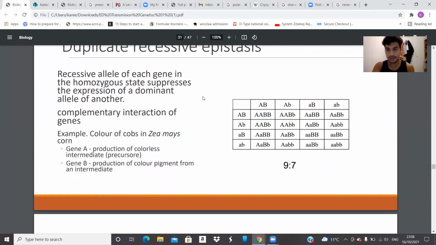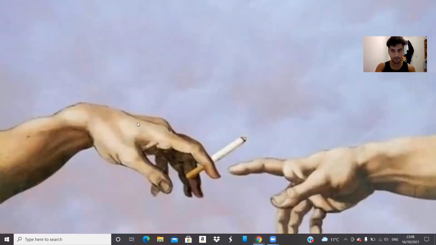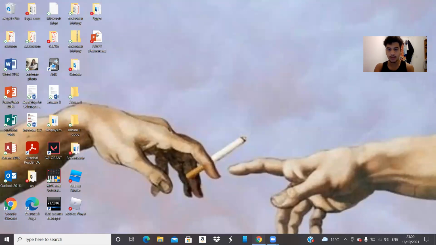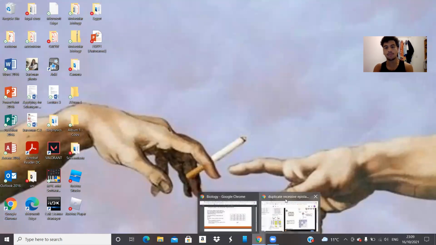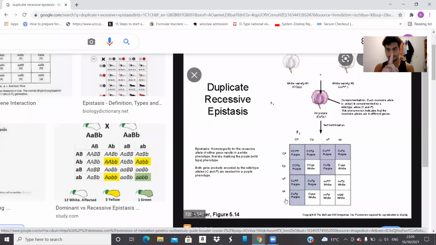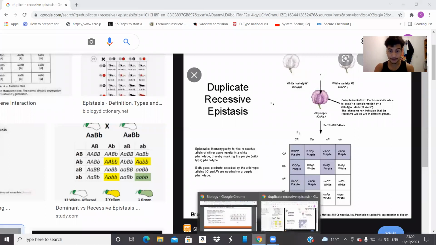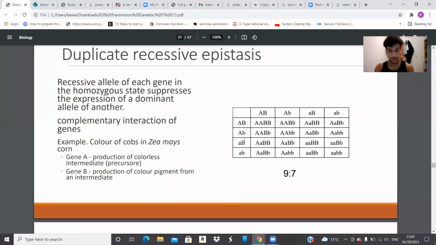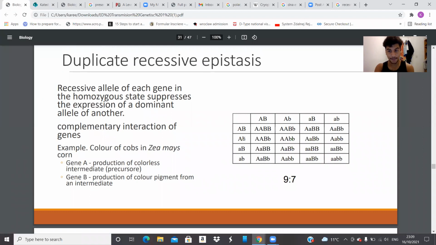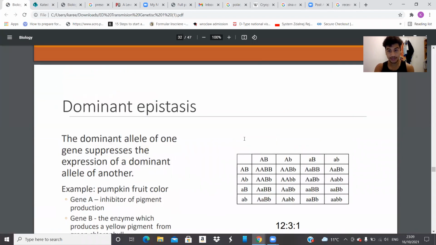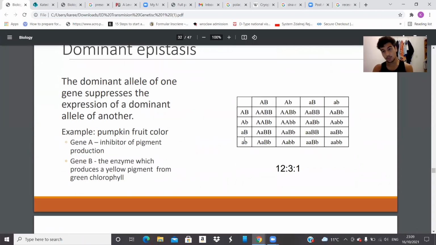Notice that here there's only two phenotypes, whereas before there were three phenotypes. In recessive epistasis, there are three phenotypes. Duplicate recessive, two phenotypes. Dominant, three phenotypes. Duplicate dominant, two phenotypes. Dominant and recessive, two phenotypes as well.